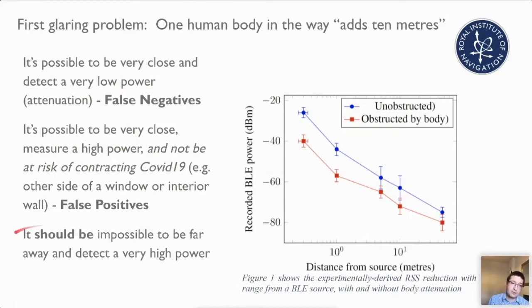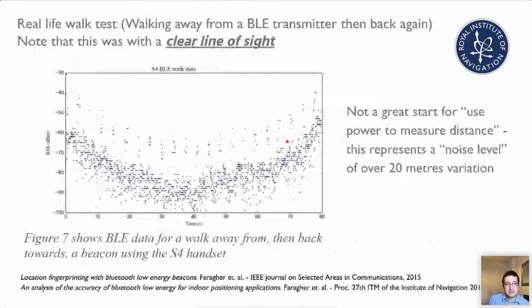But one of the simple things that everyone would like to be able to do, at least exploit, is that it should be impossible to be very far away and detecting a very high power. You should only be able to detect high powers when you're very close. But in practice, this is not true. And this is a very surprising initial result that is in one of my papers.